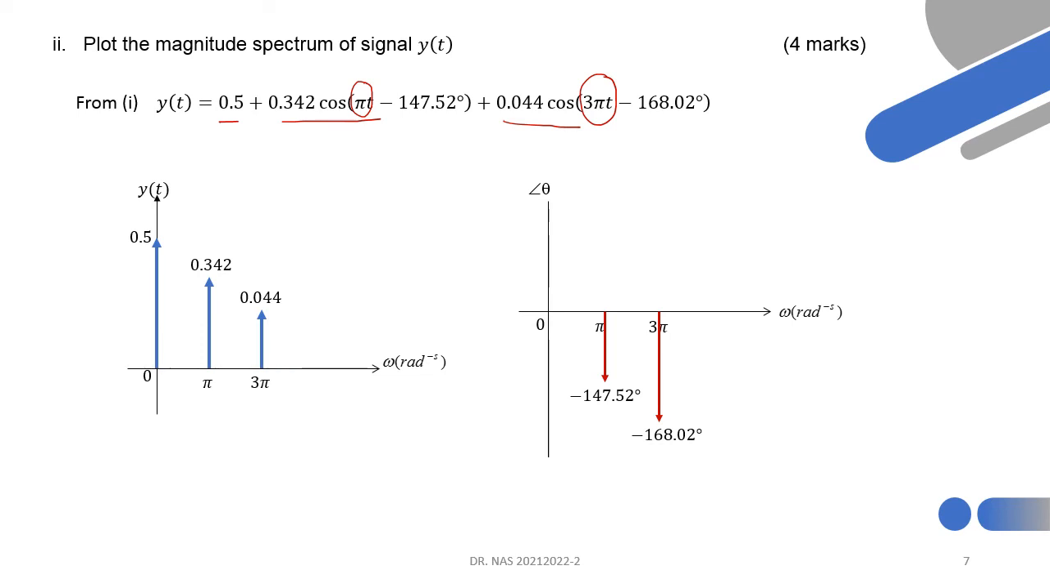When the frequency equals pi, the phase is negative 147.52. When the frequency equals 3 pi, the phase equals negative 168.2. Don't forget to label all values, and don't forget the x-axis and the unit as well. If it is volt, then you need to put volt.